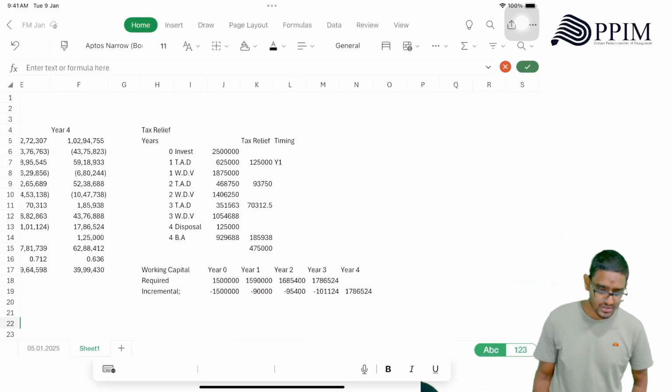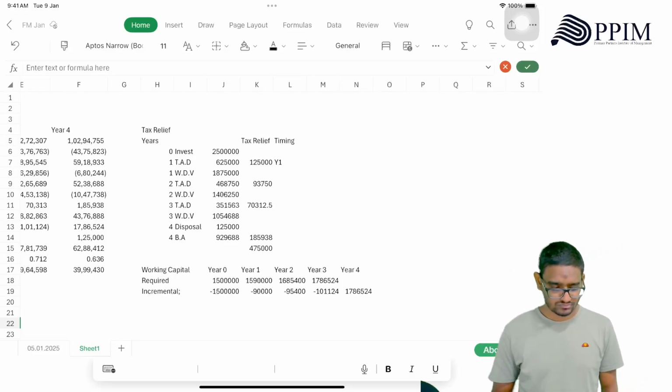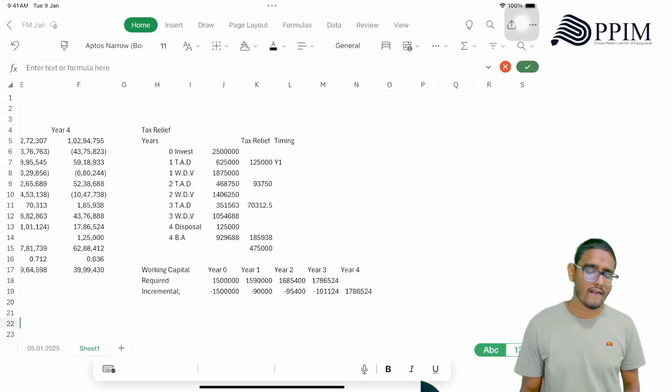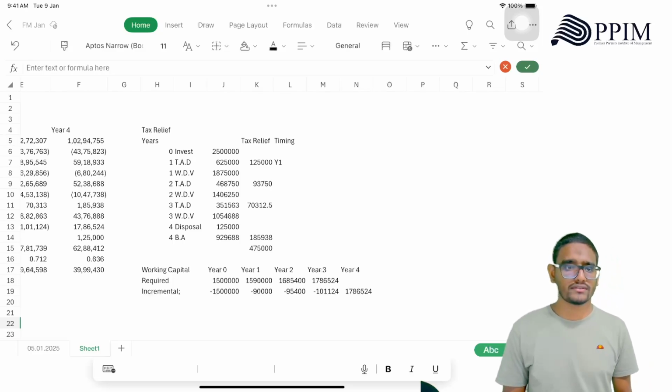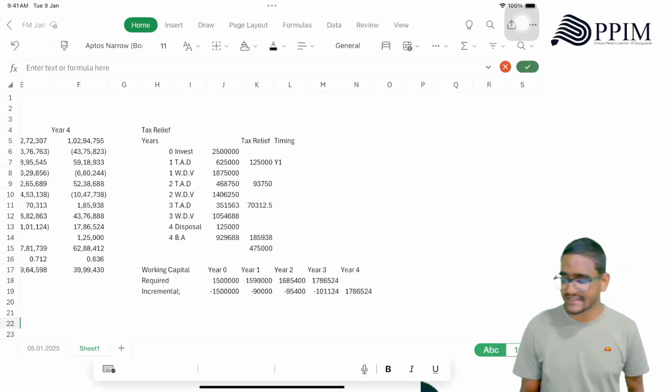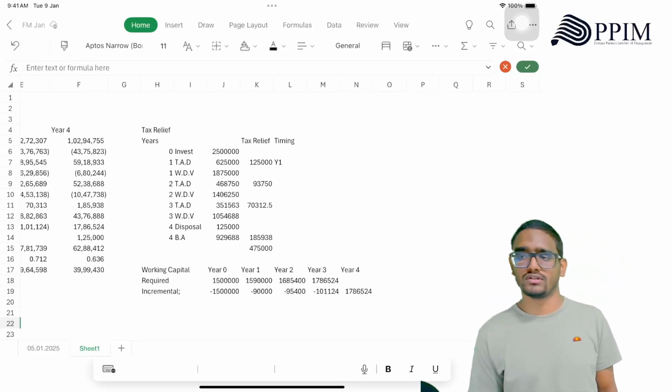So requirement, then calculate the incremental cash flows. At some cost level, we have to say that sunk cost, you have to say why you exclude. If there's anything that you exclude, you always mention to the examiner why you exclude it.